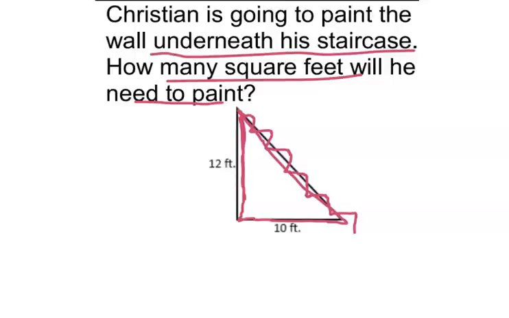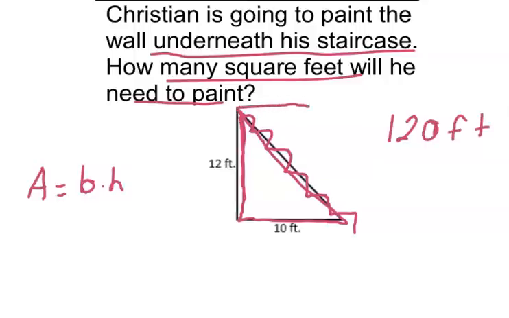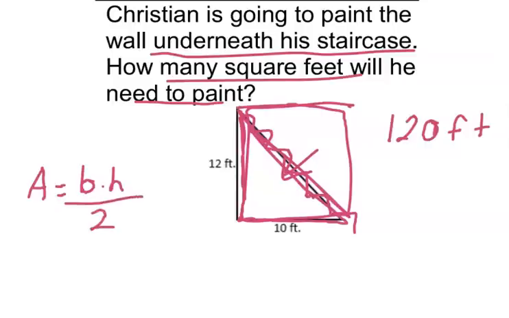So 12 times 10, because remember, area equals base times height, right? So we have 12 times 10, which is 120 feet squared. So is that our answer? No, because that would actually be the area of an entire rectangle, right? But we just want the area of this triangle right here. So we're just going to divide that by 2, right? Base times height divided by 2. So what's half of 120 is 60. So that's our answer, 60 feet squared.